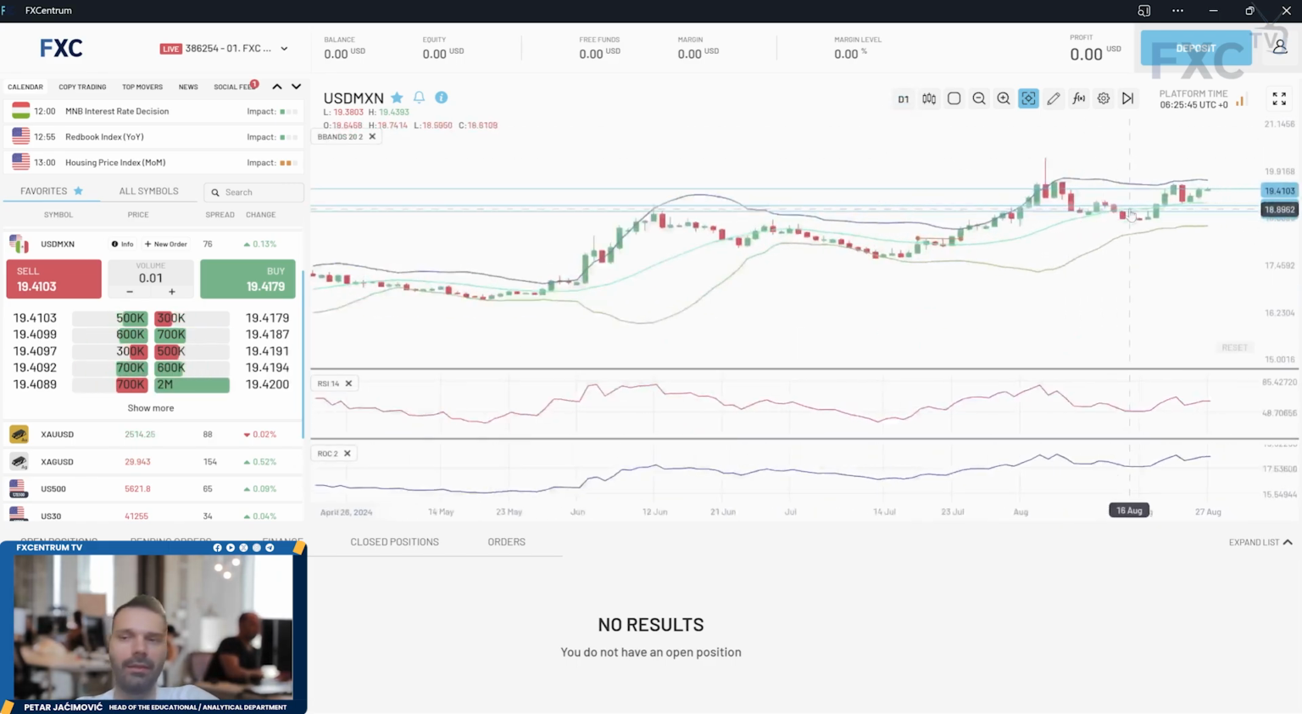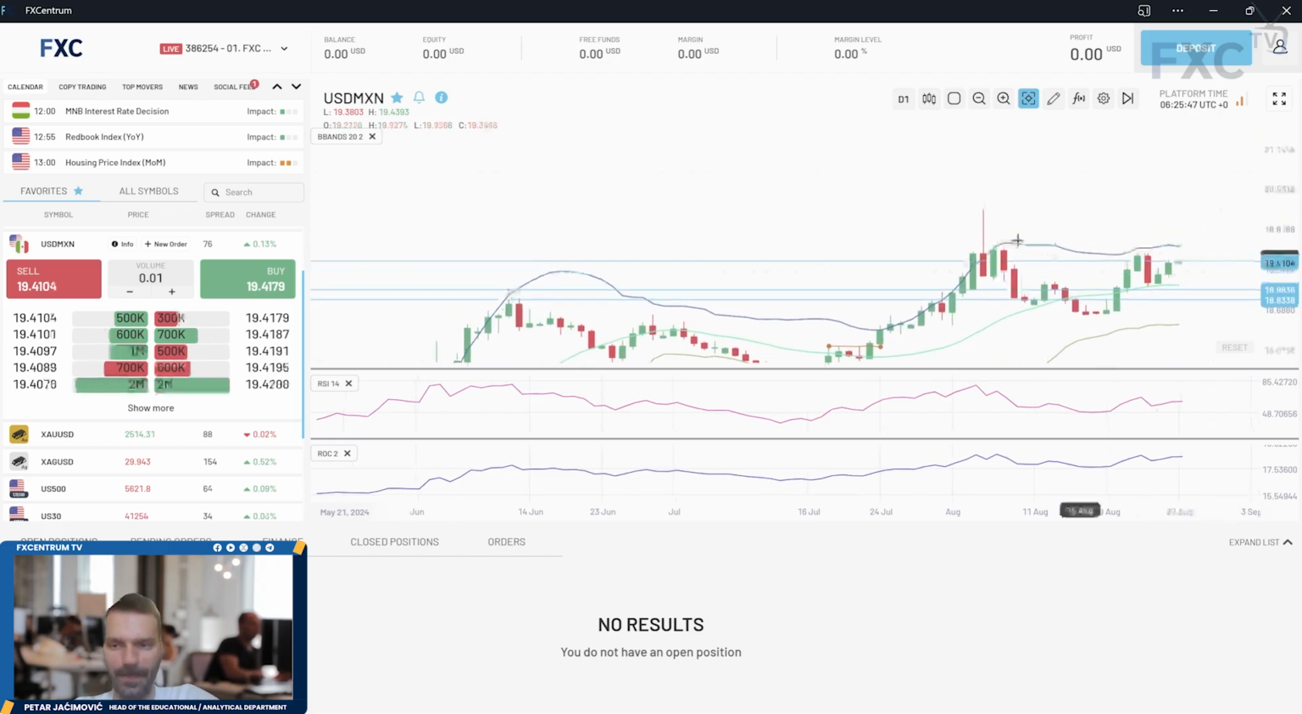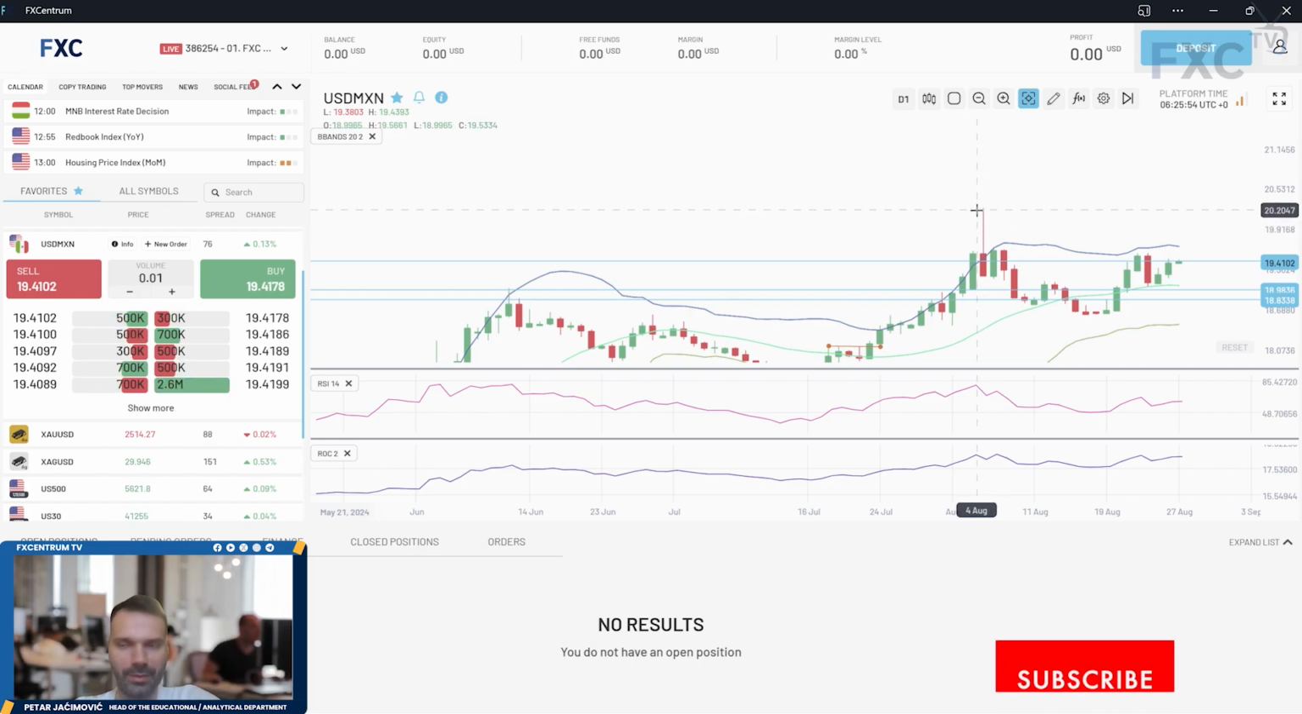So let's take a look here on the daily time frame. We're still sideways, but there is still a chance to test this pin bar, this tail, all the way around 20.20 mark.